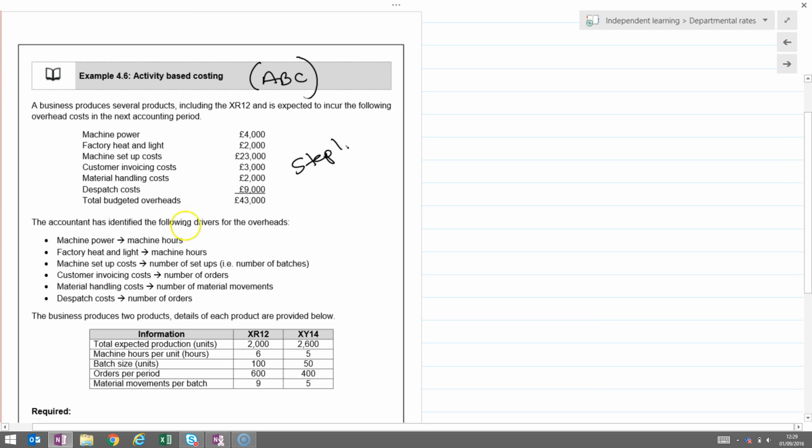Machine setup costs, they're £23,000. The reason for that is because of the number of setups or number of batches. Customer invoicing costs, they were £3,000 because of the number of orders that were processed. Material handling costs were £2,000 because of the number of times that the material had to be moved. And the dispatch costs were £9,000 because of the number of orders that were dispatched. So that's step 2.